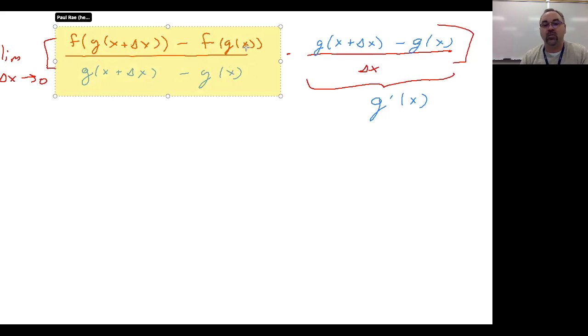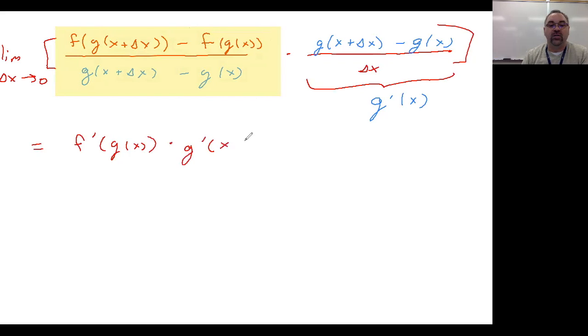This is y2 minus y1. Guys, this is just the derivative of f, but with the function g inside of it. And so what we end up with when we take our derivative here, and this is the part that's pretty cool, is that this limit is the derivative of f with g of x inside of it times the derivative of g of x. And that is what the chain rule says.